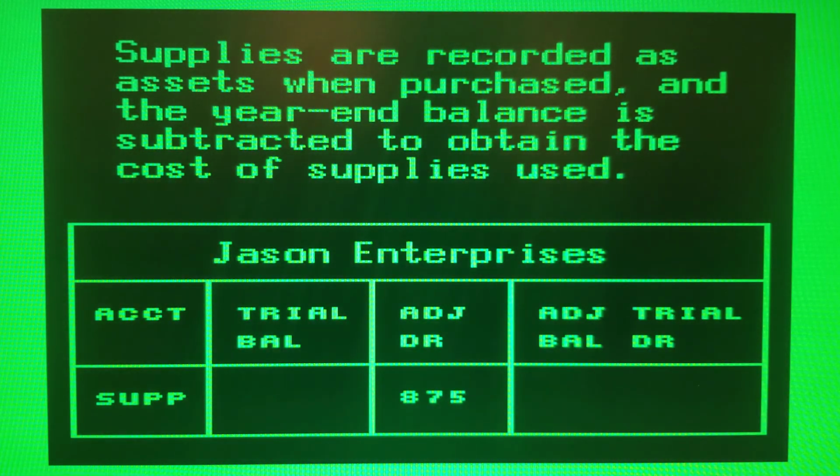You will recall that in many accrual systems, supplies such as advertising catalogs, office supplies, and postage are recorded as assets when purchased, and at year-end, the value of the balance on hand is subtracted to obtain the cost of supplies which were used. This is entered as supplies expense in the adjustments column of the operating expense worksheet.